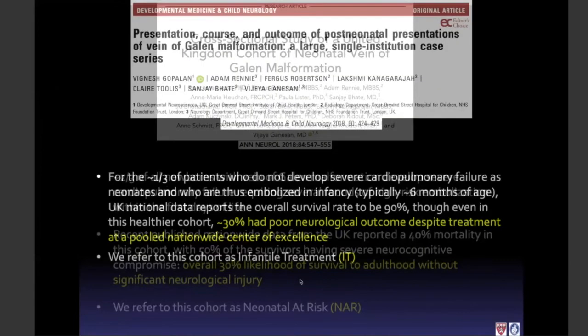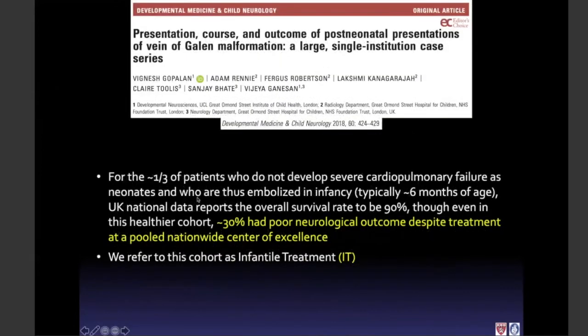If you look at the other third of patients who don't present as neonates, but instead make it through the neonatal period and they come back as infants for elective embolization, the mortality rate is much lower. So they have a 90% survival.